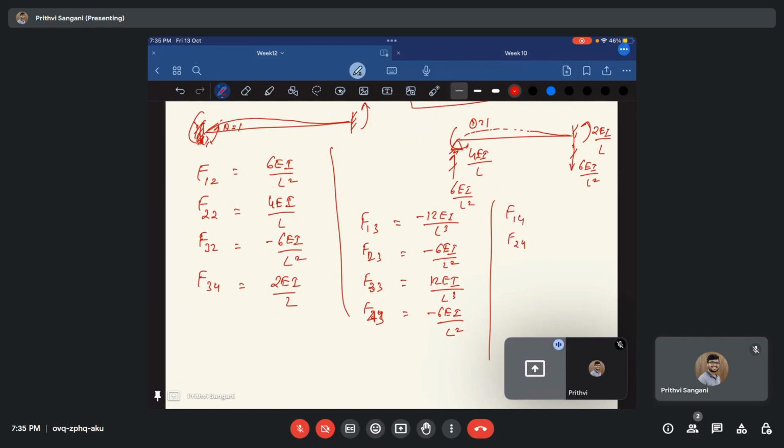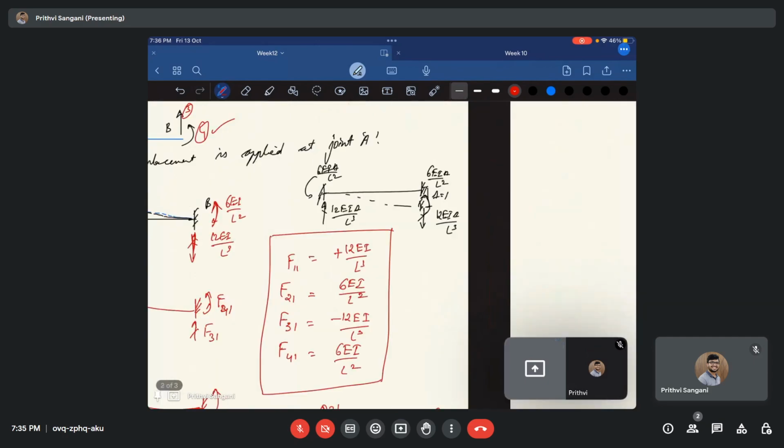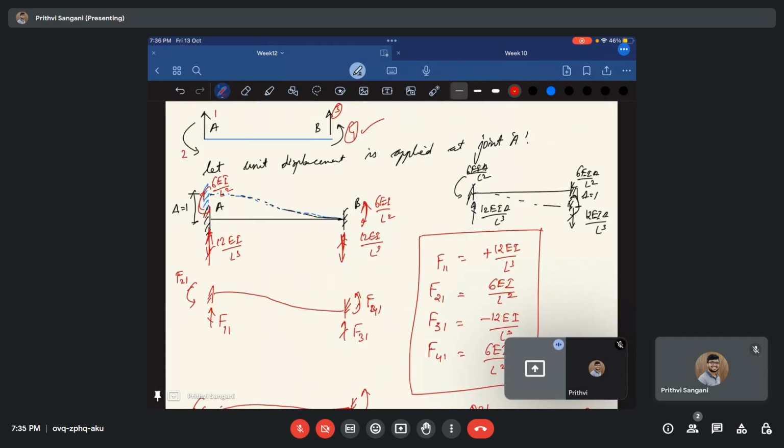Similarly, 14, 24, 34, 44. So this will be 6 EI by L square, 2 EI by L, minus 6 EI by L square, 4 EI by L. Fine. So let me write everything.